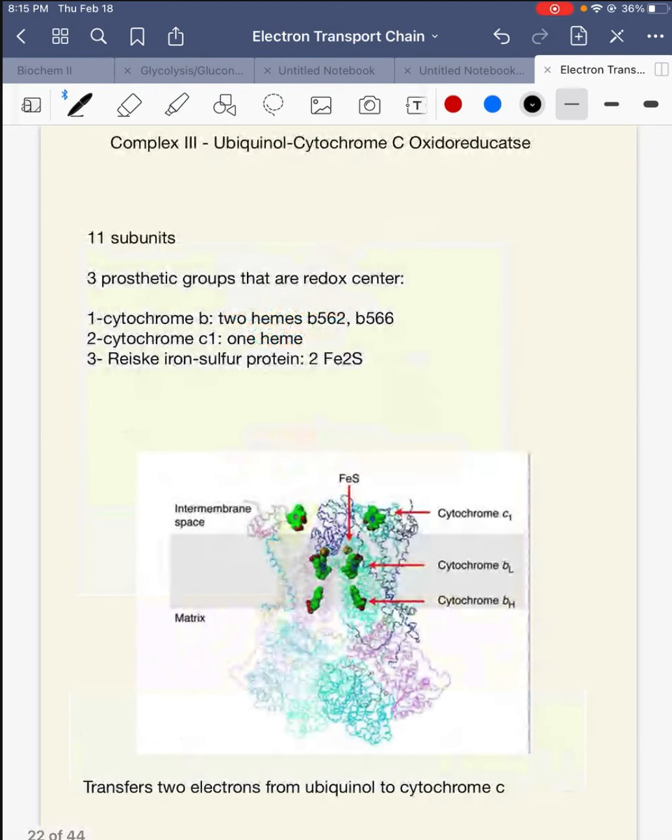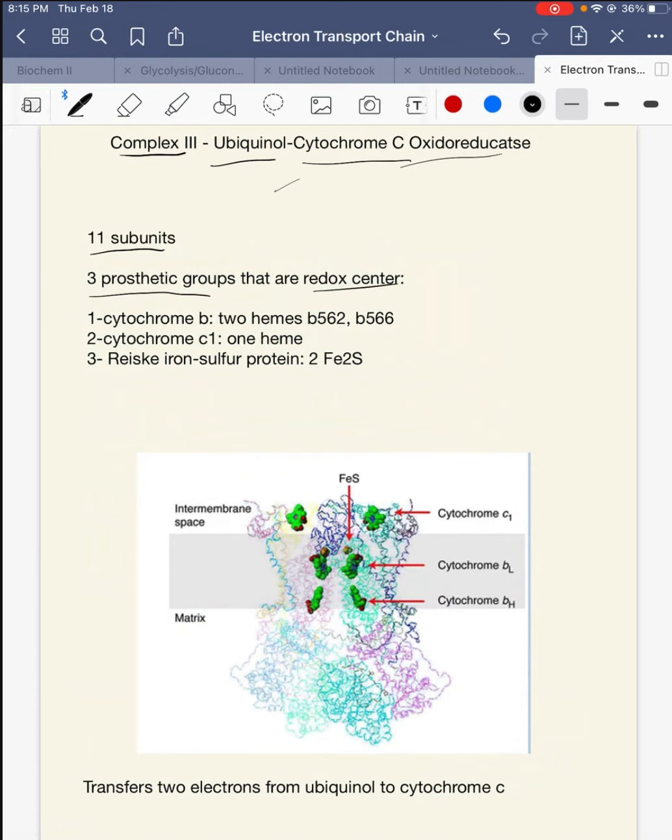We move on. So now we have complex 3. This is probably going to be the most complicated one out of all of them, and I'll show you why in a second. It's called ubiquinol, you can also call it ubiquinol cytochrome C oxidoreductase. It has 11 subunits, and it has 3 prosthetic groups that are redox centers.